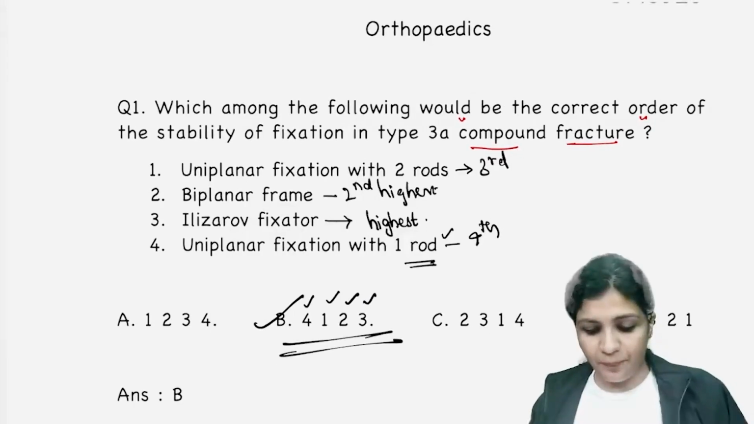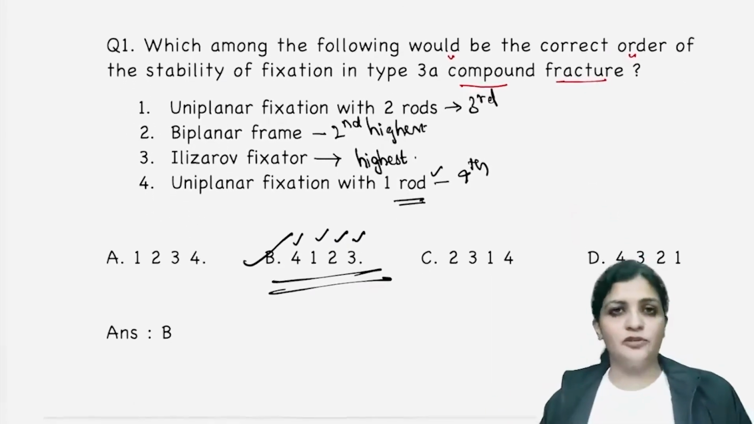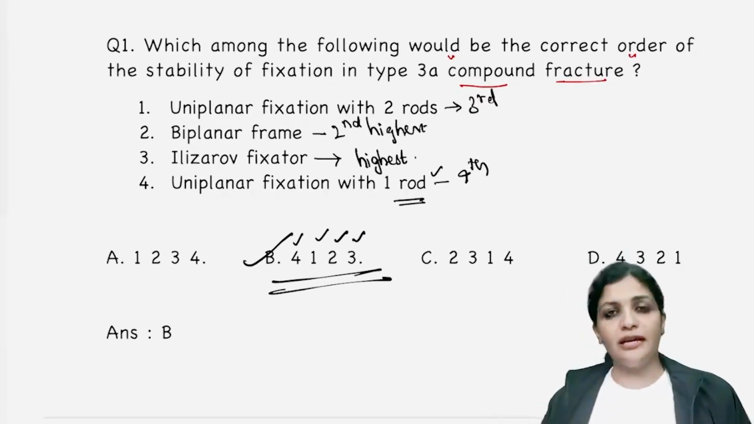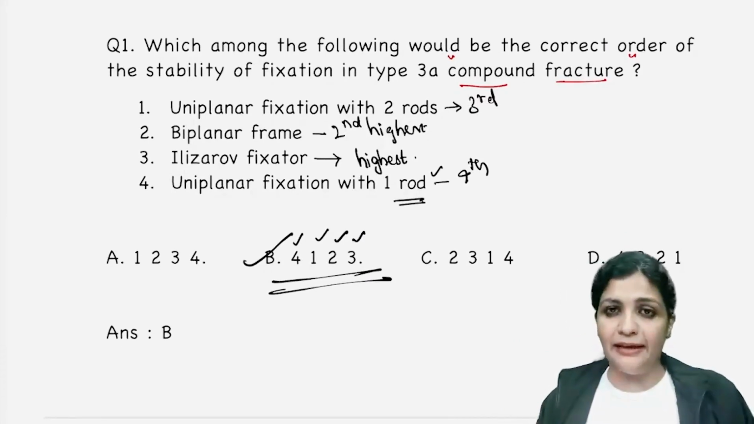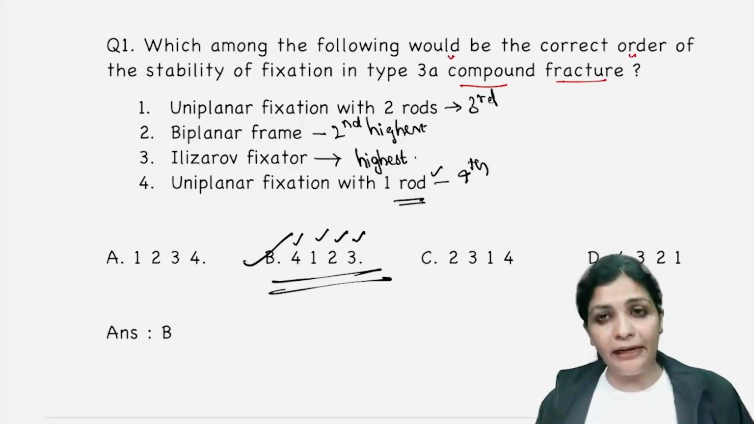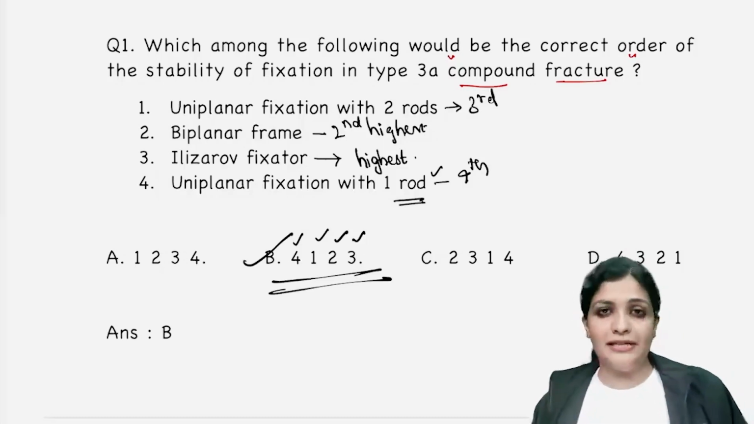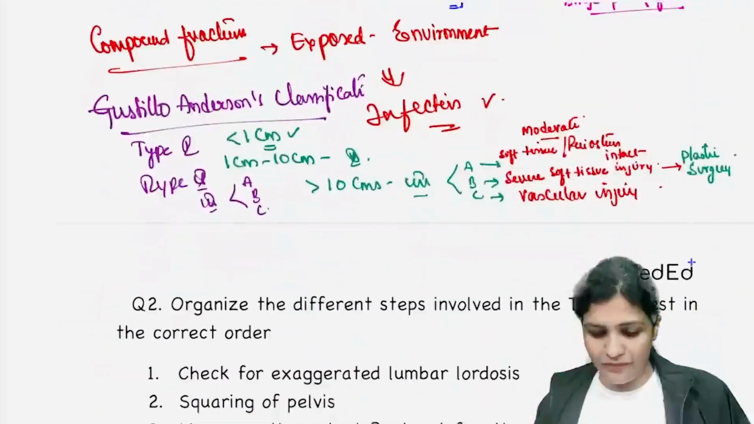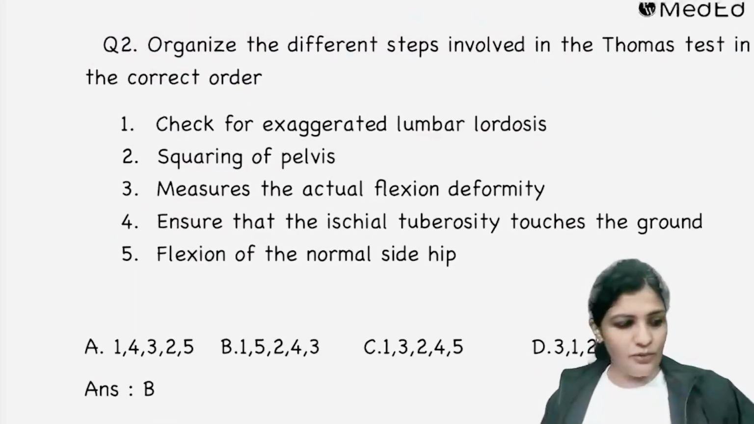Everyone agreed? So this is how you have to answer this question. It was asked in the INICET exam. Okay. So this is the correct order. First Ilizarov is the highest, and then comes your biplanar, and then comes your 2 rods, then comes your 1 rod. Okay. So that is the answer for this. Moving to the second question.